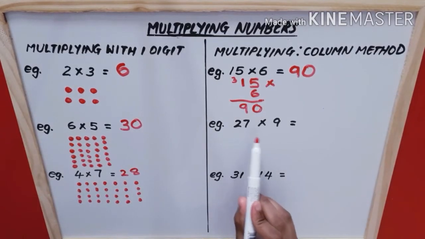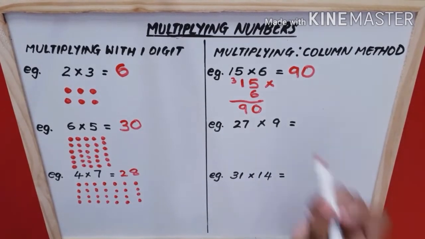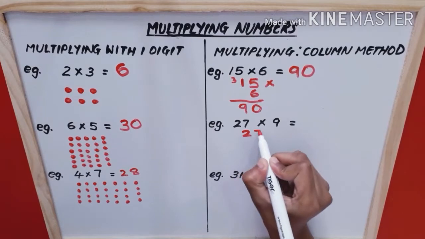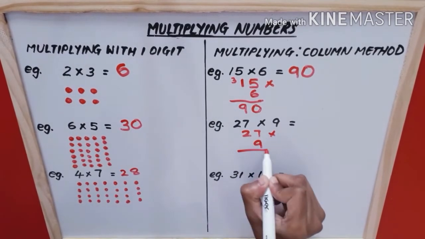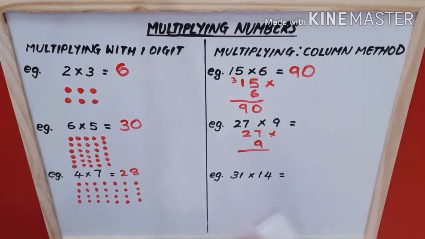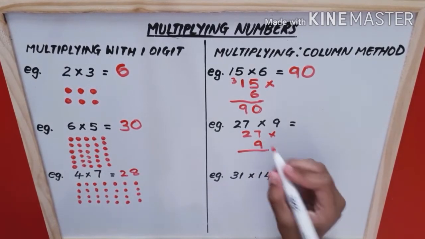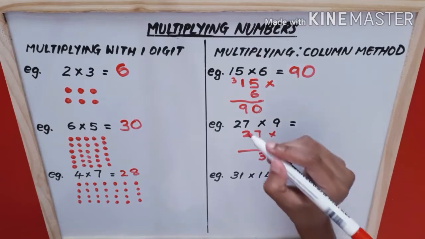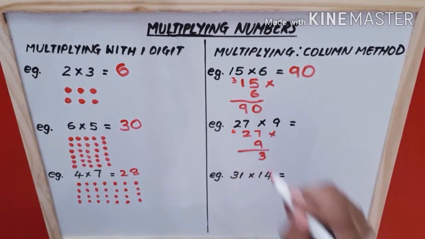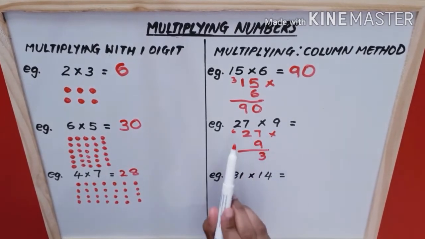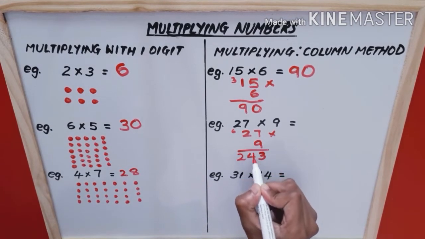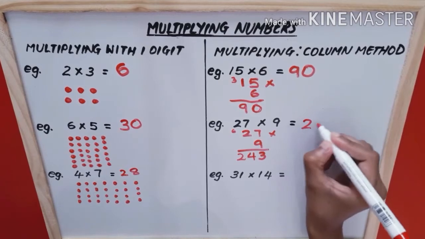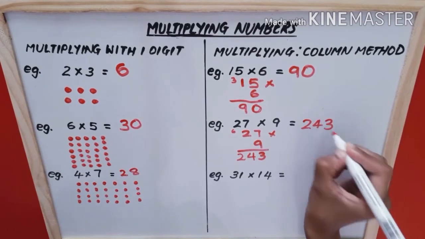Now let's look at the next example. So we have 27 times 9. So again, you write 27 times, and then you write the 9 under the units column, so under the 7. Then you do 9 times 7 first, which is 63. You write only the 3, you carry the 6 over and write it somewhere small. Then you do 9 times 2 and then add the 6. So 9 times 2 is 18, add 6 is 24. So you write 24 there. So the answer is 243.